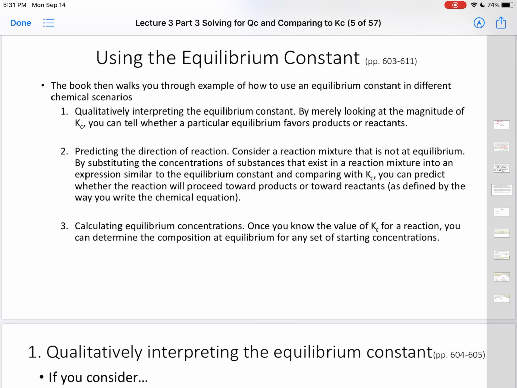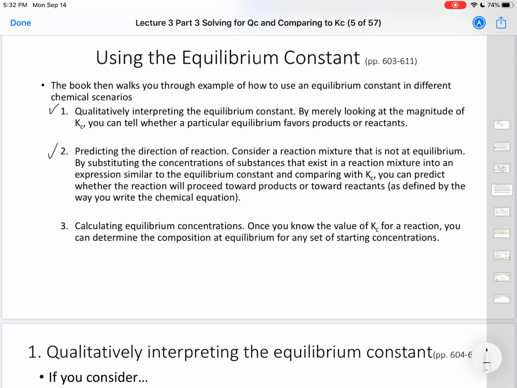So then the book walks you through an example of how to use an equilibrium constant in different chemical scenarios. In this video, we're only going to cover 1 and 2, and then in the next video we will cover 3, because 3 is a lot of math, and so we're going to separate that out into another video. Really, 1 says qualitatively interpreting the equilibrium constant: by merely looking at the magnitude, i.e. how large or how small Kc is, you can tell whether a particular equilibrium favors products or reactants. We already covered this, so this is really a review of that first point.